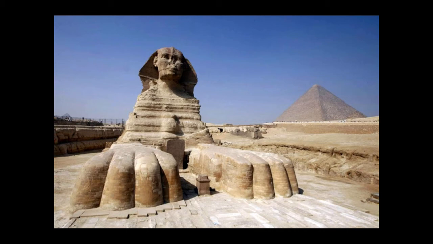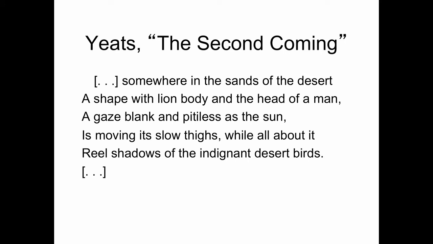So you're looking at the Sphinx. How might a poet actually describe it? Here's an example from William Butler Yeats's The Second Coming. "Somewhere in the sands of the desert, a shape with lion body and the head of a man, a gaze blank and pitiless as the sun, is moving its slow thighs, while all about it reel shadows of the indignant desert birds."